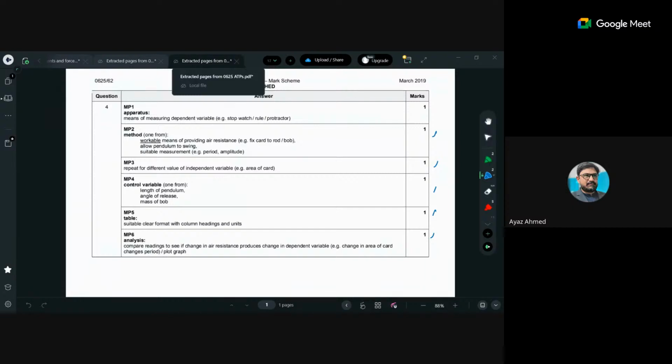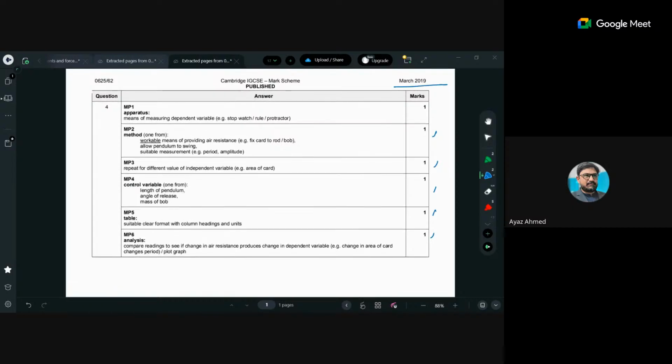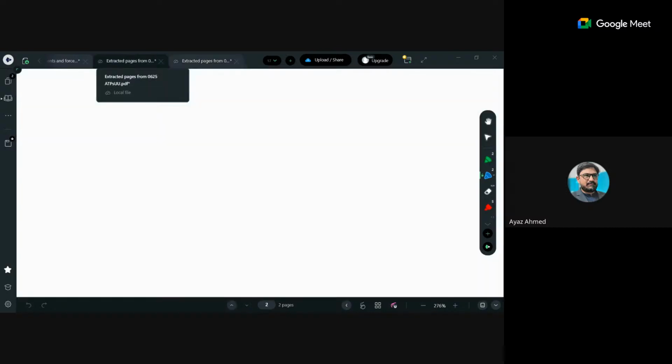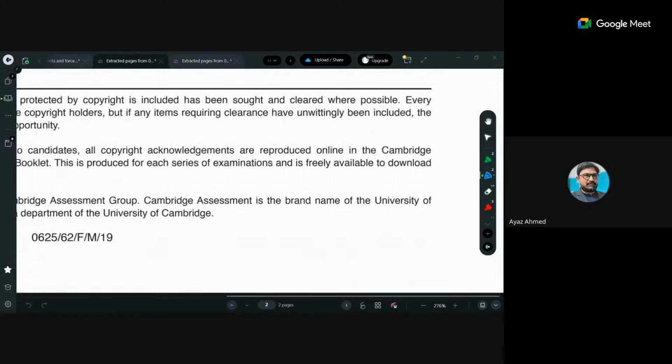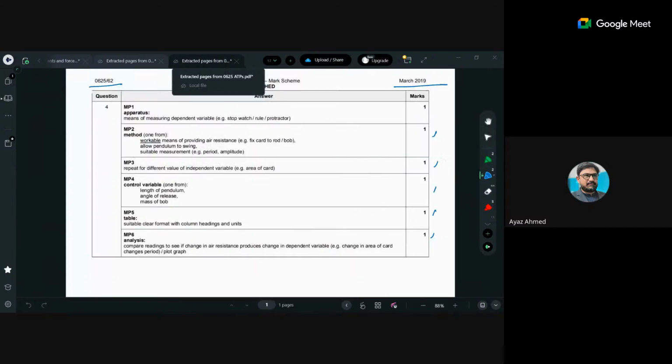You know the diagram. It is the same one, right? February March 2019, paper 62, and this is the same one. So maybe I could not copy that 1 mark over here.